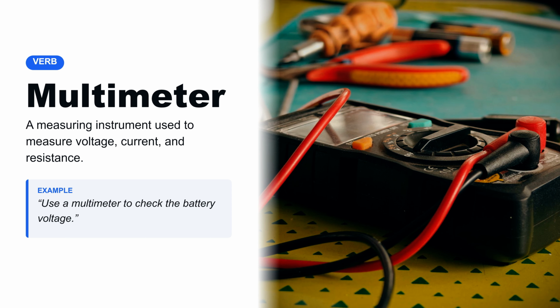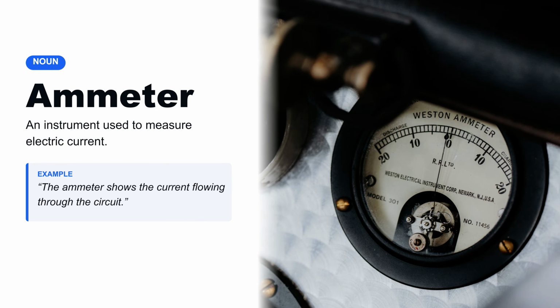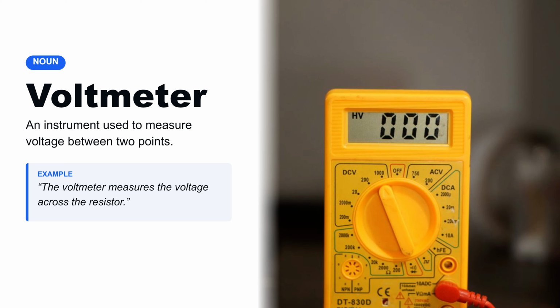Multimeter. A measuring instrument used to measure voltage, current, and resistance. Use a multimeter to check the battery voltage. Ammeter. An instrument used to measure electric current. The ammeter shows the current flowing through the circuit. Voltmeter. An instrument used to measure voltage between 2 points. The voltmeter measures the voltage across the resistor.